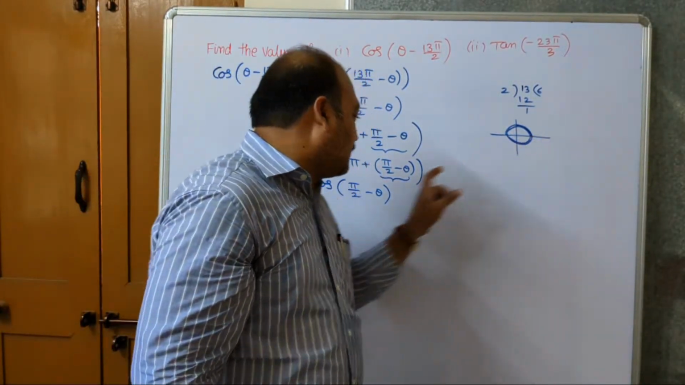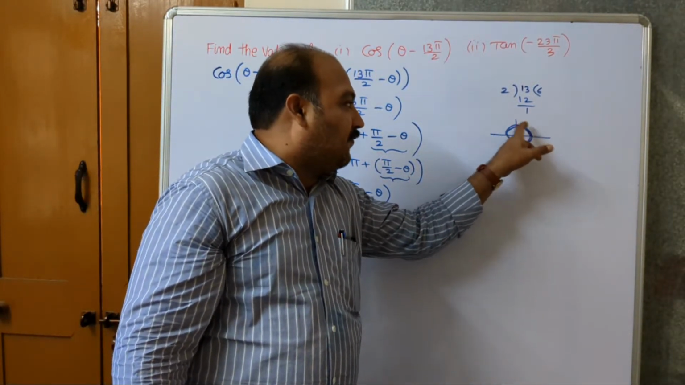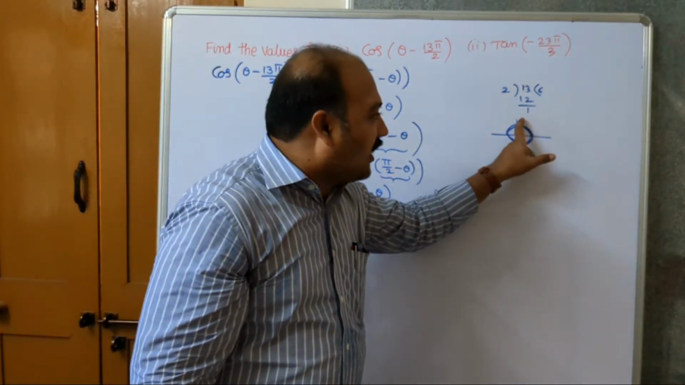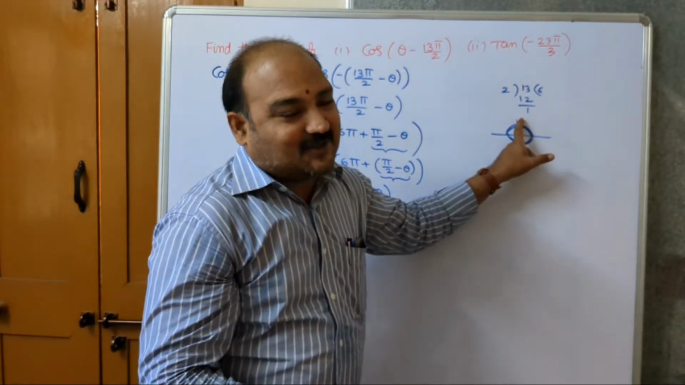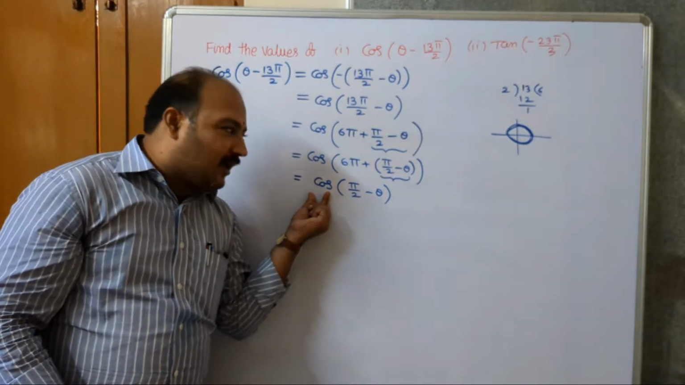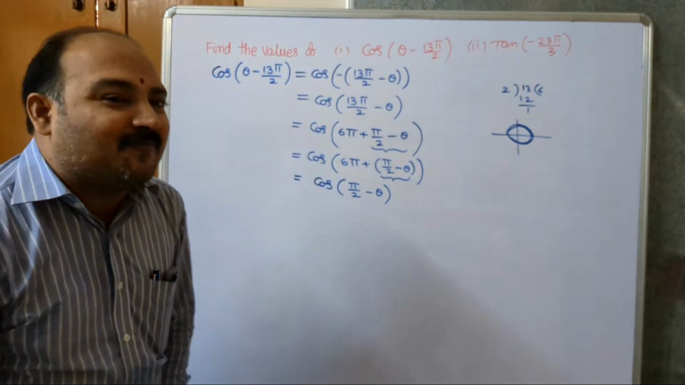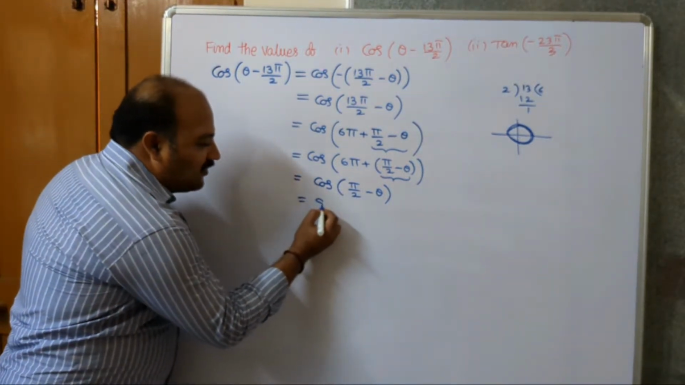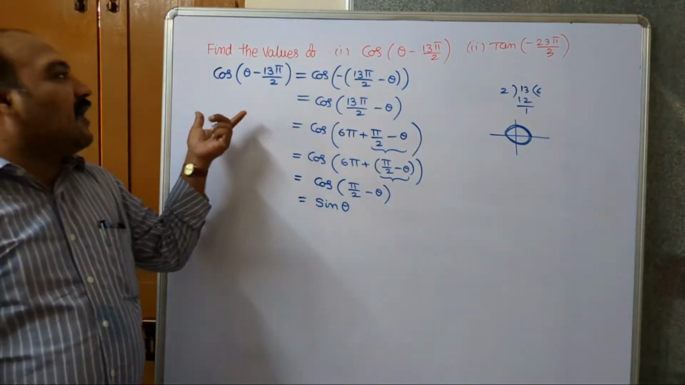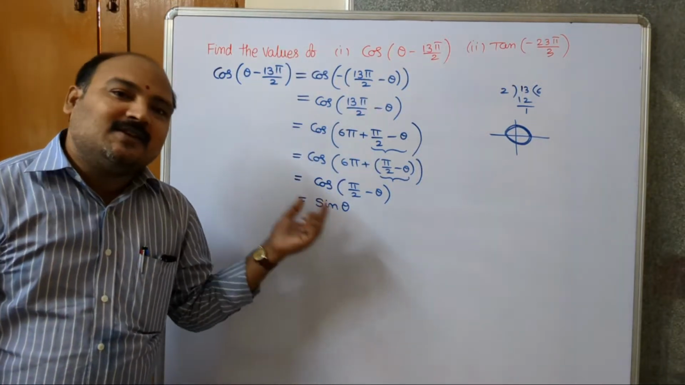6 pi means 6 pi. Till here will come. Pi, 2 pi, 3 pi, 4 pi, 5 pi, 6 pi, plus pi by 2 minus theta. Plus pi by 2 means till here it comes. But minus theta is also there. So it will be first quadrant, positive. 6 pi even multiple means same trigonometric function. Theta value pi by 2 minus theta. What is cos of pi by 2 minus theta? Sin theta. So this is the way we can simplify it, students. The value of cos of theta minus 13 pi by 2 is looking like this.